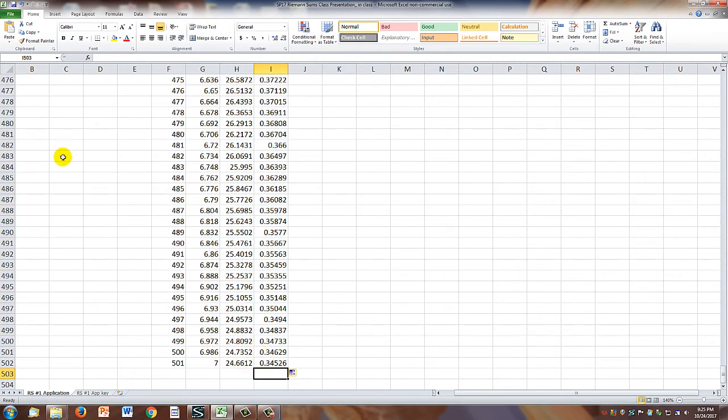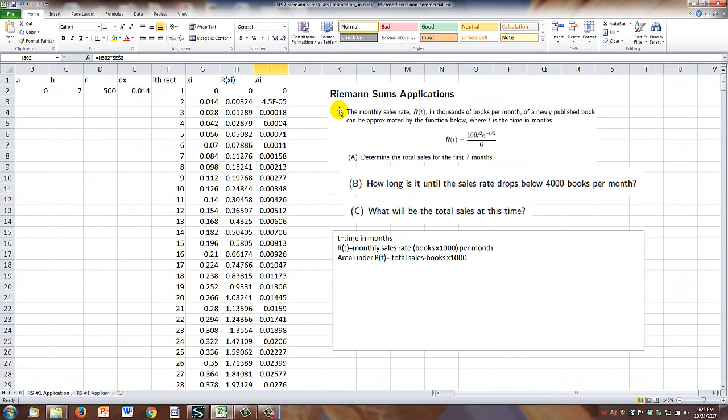And I like starting in row 1 because then I know I'm going to end in row 501. It makes it a little easier. And we want the total area under the curve. So that's going to be equal SUM parentheses all of these areas, and I know that I'm going to end at I501. Okay, so I have the total area under the curve.